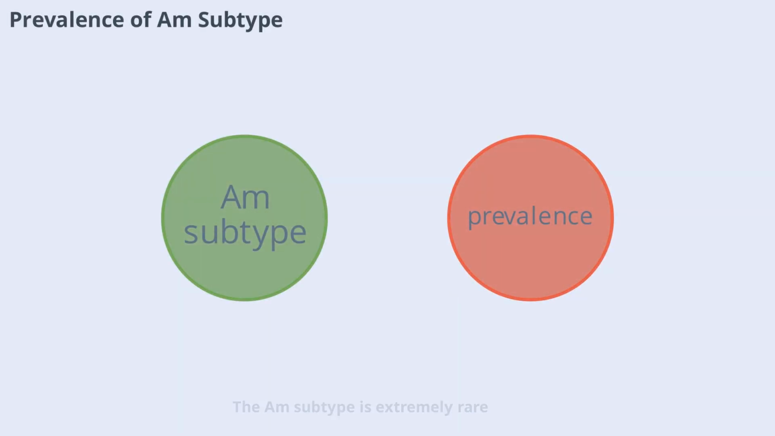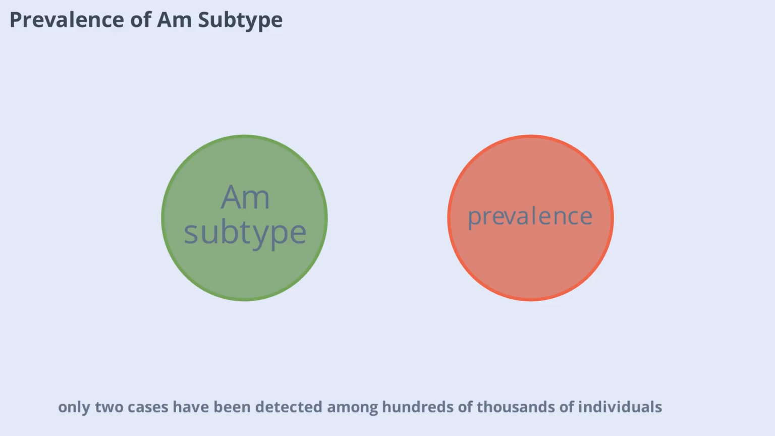The Am subtype is extremely rare, with only a handful of cases reported worldwide. In some regions, only 2 cases have been detected among hundreds of thousands of individuals. This rarity makes it a diagnostic challenge and highlights the importance of awareness among healthcare professionals.